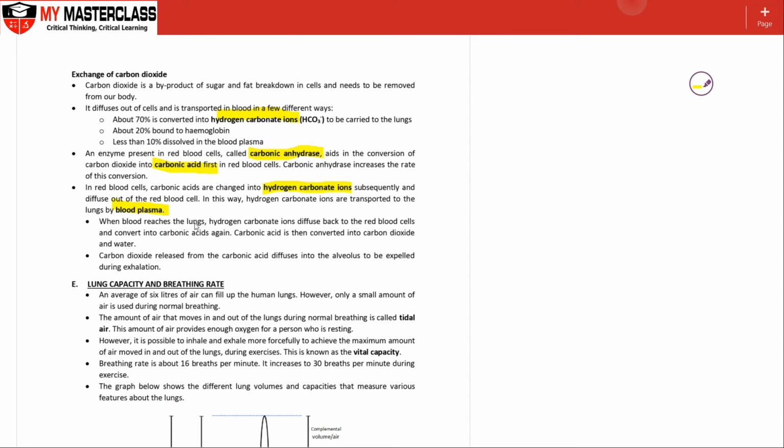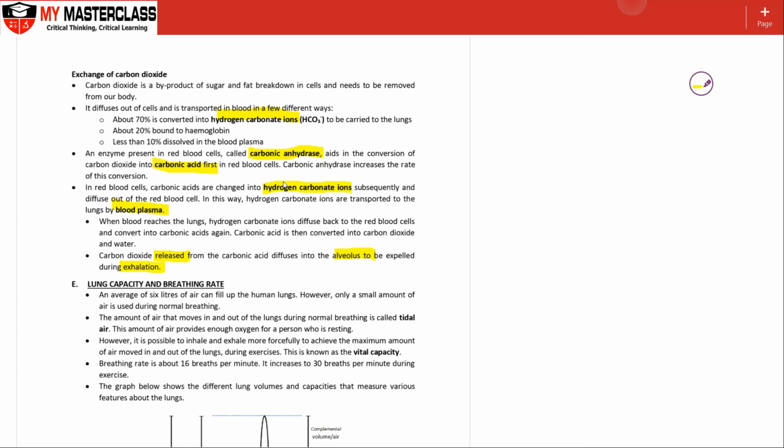Okay, so when it reaches the lungs, the opposite will take place. The hydrogen carbonate ions will diffuse back into the red blood cells. From hydrogen carbonate ions, it will turn back into carbonic acid, and then the same enzyme carbonic anhydrase will convert your carbonic acid back into carbon dioxide, which will then be released from the alveolus to be expelled out during exhalation. Okay, so you can see that over here it is in this direction. Carbon dioxide turns into carbonic acid through carbonic anhydrase. Okay, and the carbonic acid will be converted into hydrogen carbonate ions.